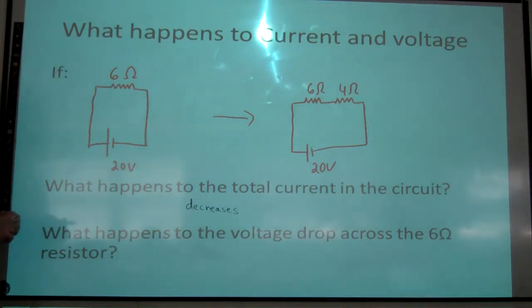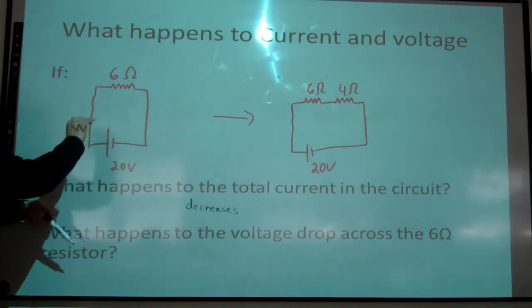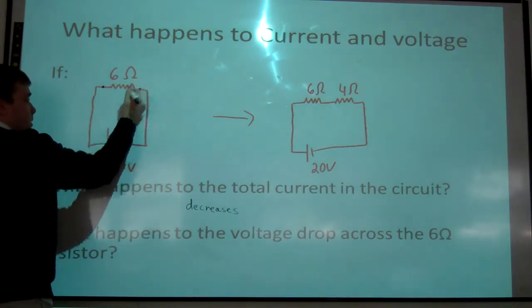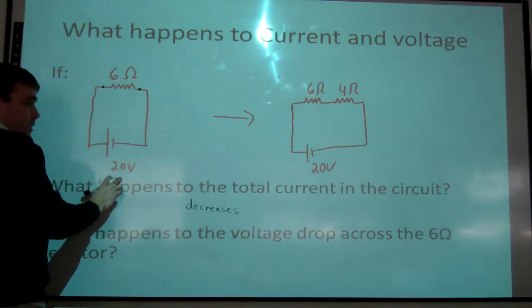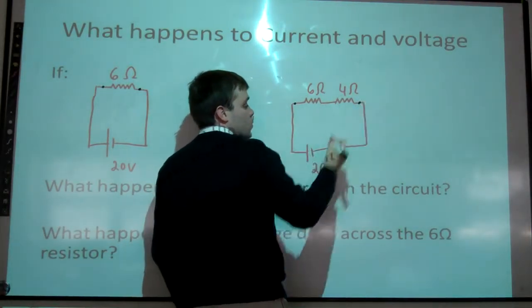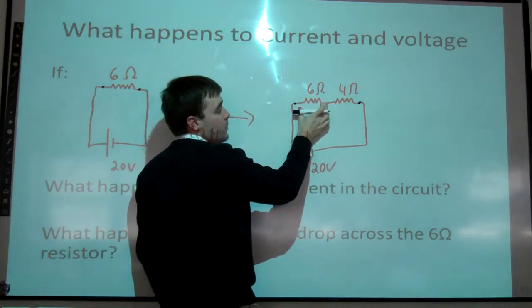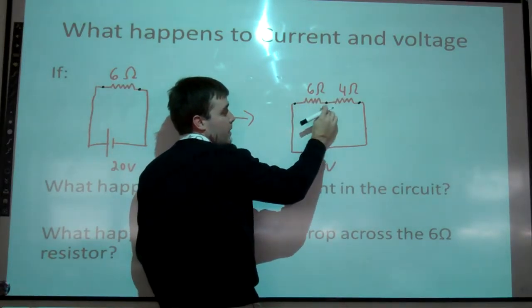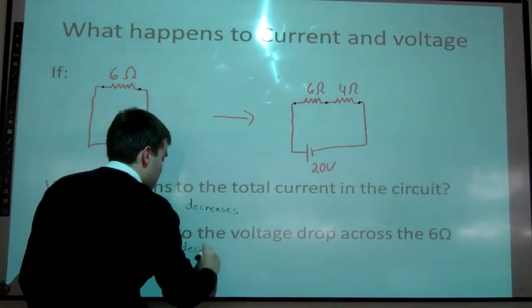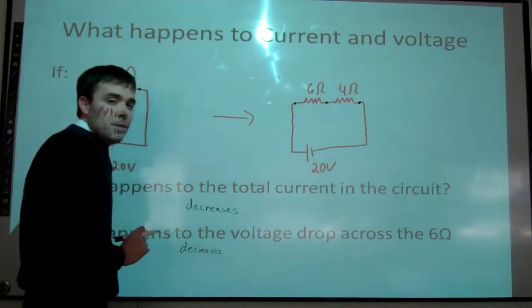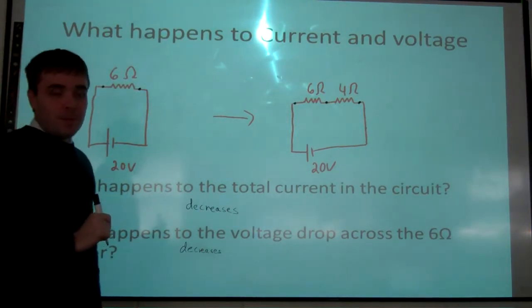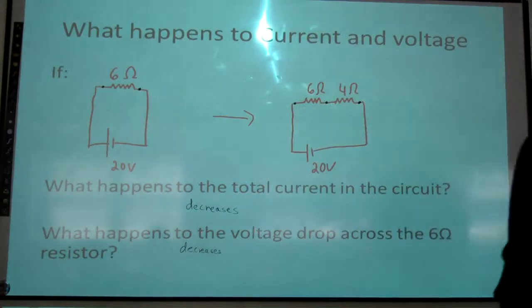And what happens to the voltage drop across the 6 ohm resistor? In this case, since there's just one resistor, the voltage drop from here to here is 20, so the voltage of the battery is 20. Now the voltage drop from here to here is still 20, but the voltage drop just across the 6, from there to there, is going to be something less than 20. So that decreases as well. Maybe I should have said this at the beginning, but if you want to pause it and try to do it yourself, and then I'll explain it, that might be the best way to go about doing these. So here's the next one.